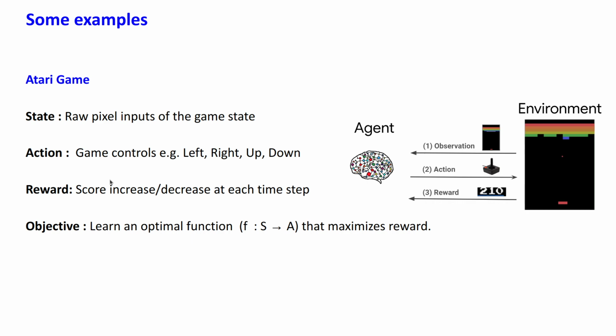What is the objective? The objective is that you should learn an optimal function. Don't confuse with the function, policy, and everything. Don't get stuck with that. It's just a function. Given a state, what action should I take? This is the policy. You must have heard a lot of times policy, if you have seen this week's lectures, which is MDP. You have to learn an optimal function which maximizes reward.